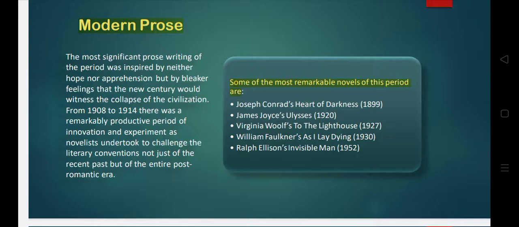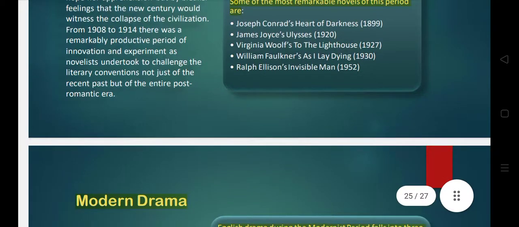And modern prose: the most significant prose writing of this period was inspired by neither hope nor apprehension, but by bleaker feelings, a bleak sadness, melancholic feelings that the new century would witness the collapse of civilization due to World War. There was a remarkably productive period of innovation and experimentation, and novelists undertook the challenge of literary conventions. Some of the most remarkable novelists of this period include Joseph Conrad, his novel Heart of Darkness, James Joyce's Ulysses, Virginia Woolf's To the Lighthouse, William Faulkner's As I Lay Dying, and Ralph Ellison's Invisible Man. These are important works in prose.